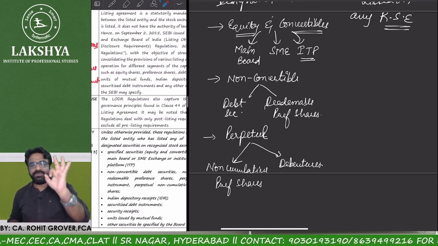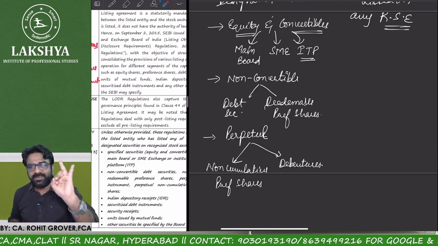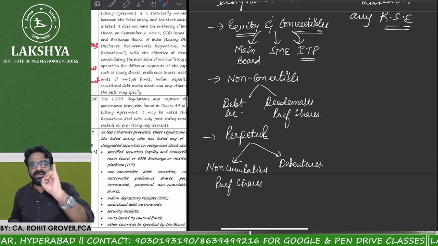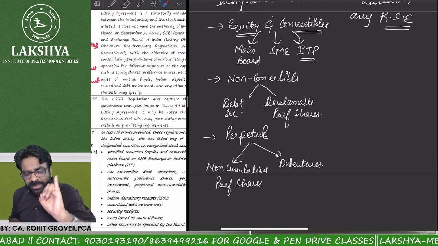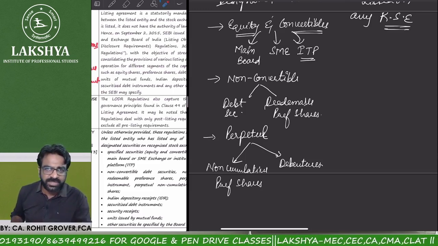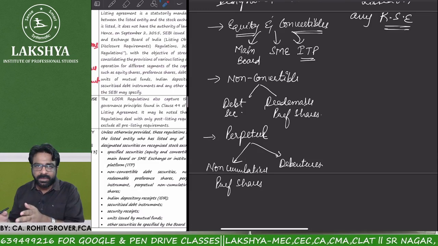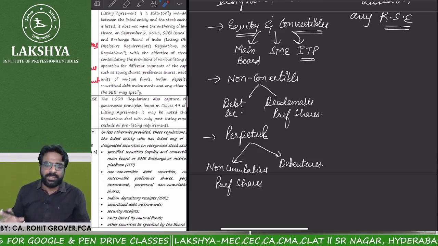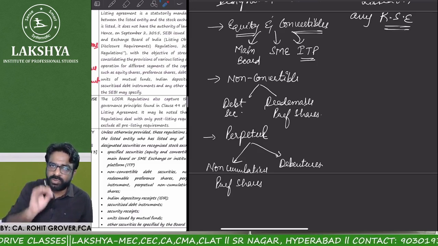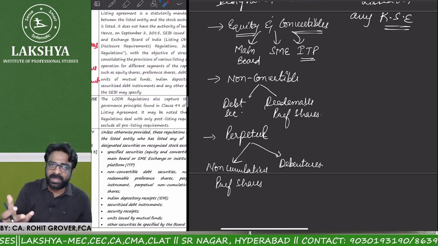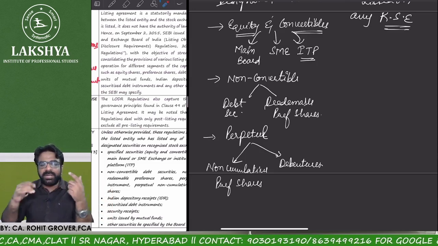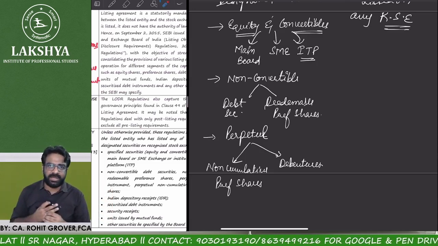So first one, if you have issued equity and convertibles. Second one, if you have issued non-convertible debt securities and redeemable preference shares. Third, if you have issued perpetual non-cumulative preference shares and perpetual debentures. So trust me guys, if you do it this way, like what I'm doing in the video right now, you need not spend even a single minute at home revising it again after watching this video. We are going to read it from the material, try to retain it and write it on the right side. Are you getting the point?